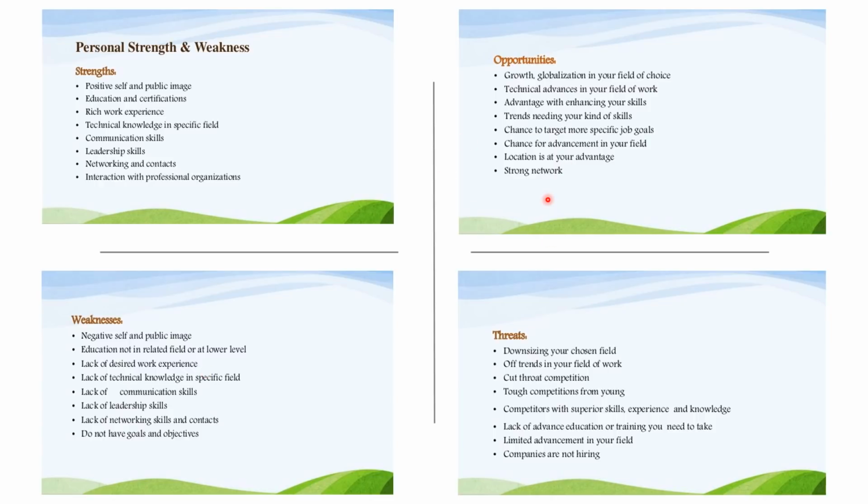Okay. Opportunities. What is an opportunity? It is an external factor. For example, globalization of your work. IT is a field which is globally recognized. Agriculture has a limitation. Only some countries have agriculture, but IT is an advantage. It is globalization, so it is an opportunity for you. Okay, so a strong network is an opportunity for you.